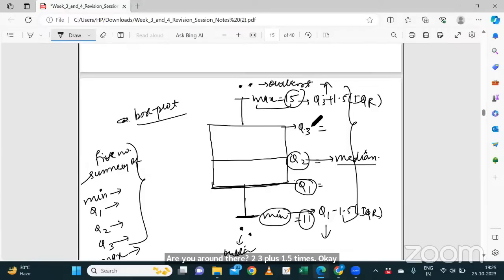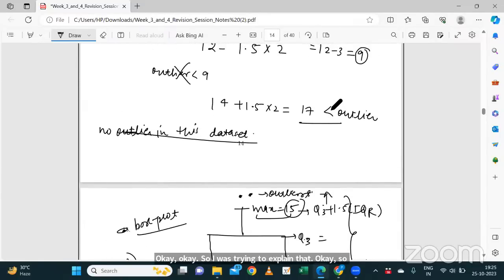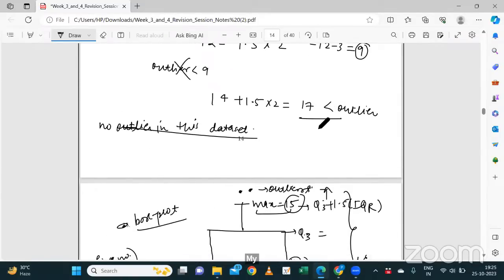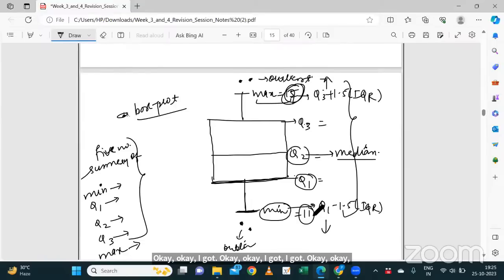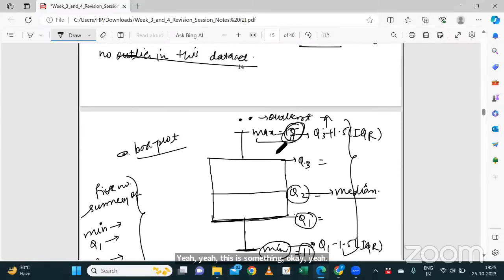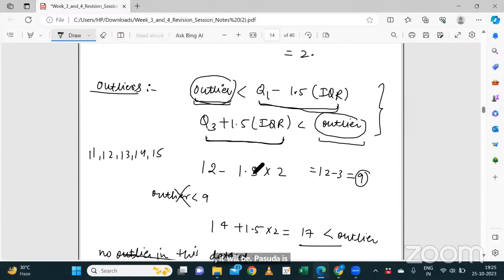So I was trying to explain that Q3 is basically something like 70. After that, it will be considered as outliers. The key observation is that if there is any observation which is less than this, it will be an outlier, and if it is greater than this quantity, it will also be an outlier.